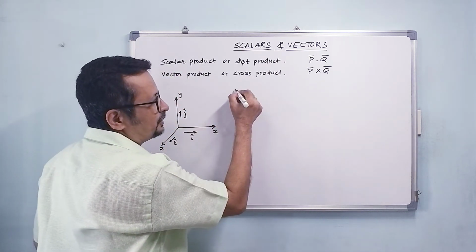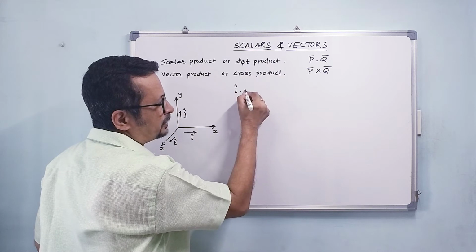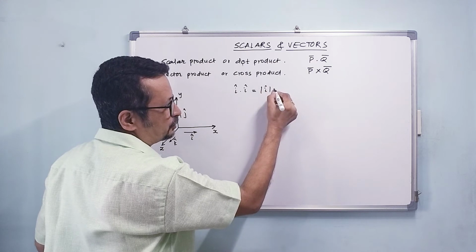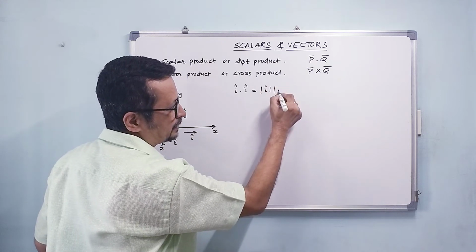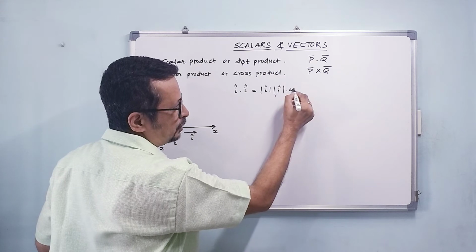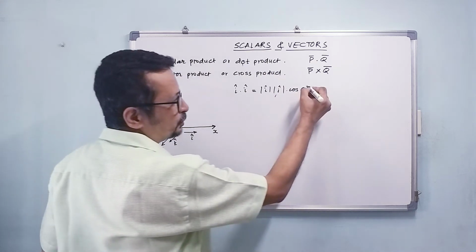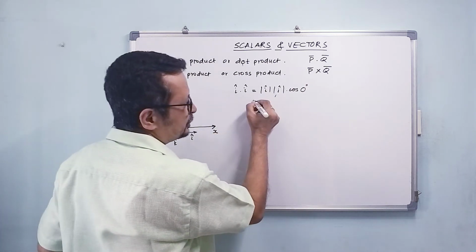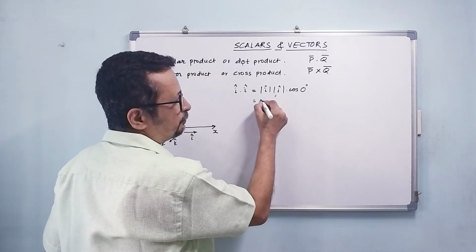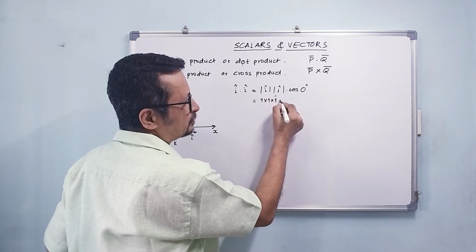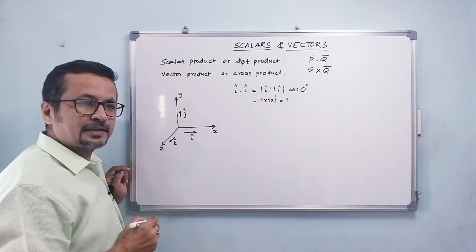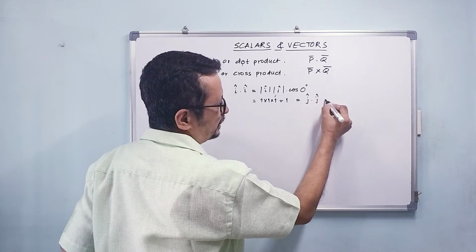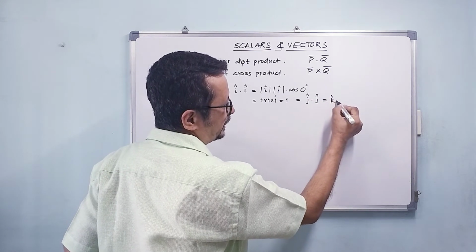Now if you take i cap dot i cap, that would be equal to magnitude of i cap into magnitude of i cap into cos of 0 degree. That is the definition of scalar product. But the magnitude of i cap is equal to 1, so it is 1 into 1 into 1, which is equal to 1. Similarly, j cap dot j cap would be equal to 1, and that would also be equal to k cap dot k cap.